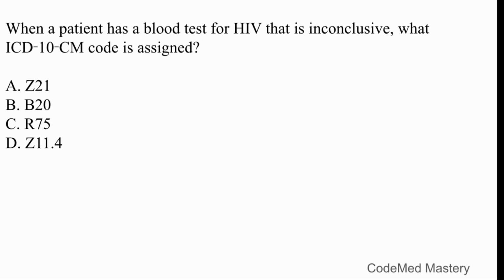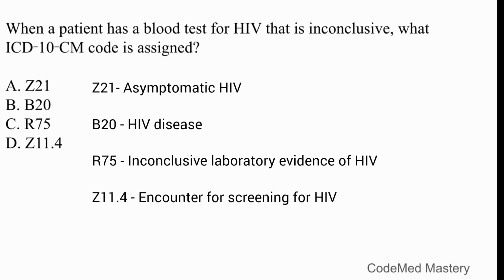Next question. When a patient has a blood test for HIV that is inconclusive, what ICD code should be assigned? Option A, Z21, option B, B20, option C, R75, and option D, Z11.4. Z21 is for asymptomatic human immunodeficiency virus. B20 is for HIV disease. R75 is for inconclusive laboratory evidence of human immunodeficiency virus. Therefore, for this question, the right answer is option C.